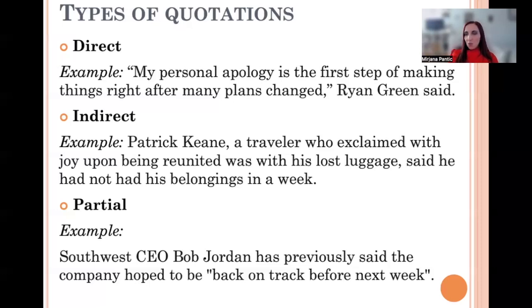When it comes to partial quotations, Southwest CEO Bob Jordan has previously said the company hoped to be back on track before next week. The reason they used this partial quotation is because this is exactly what he said. Back on track before next week means that they quoted this portion of the sentence directly.